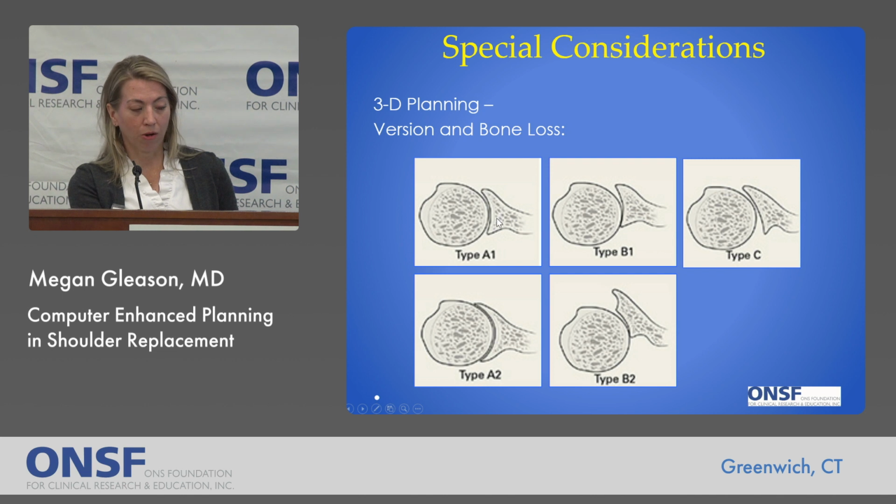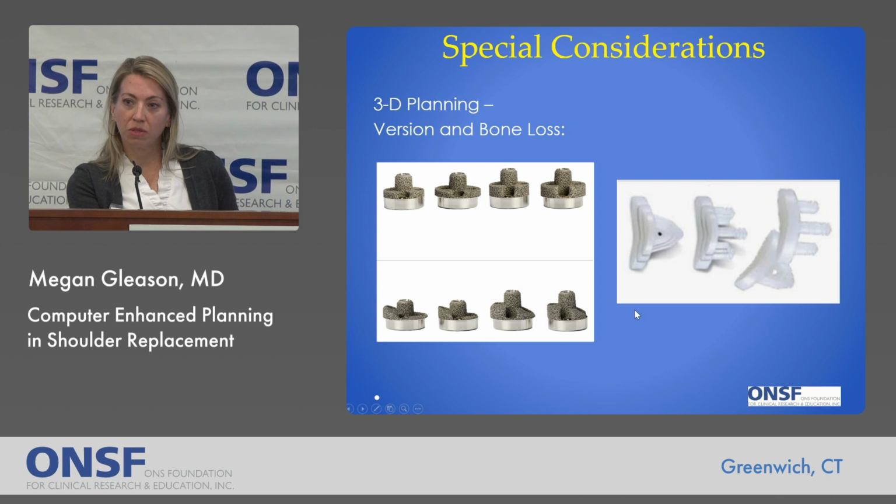A type 1A or A1 is going to be pretty straightforward, but if we get into a B2 where there's almost kind of a wave to it, that's going to be a little bit harder to put components in. And these are some examples of some of the shapes, so you can have augmented or thicker ones, you can have wedge shape. It's harder to see on here, but this has pegs versus what we refer to as a keel, and all of these are going to help give each patient what their anatomy needs to have a better outcome.